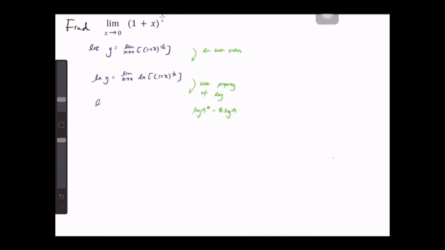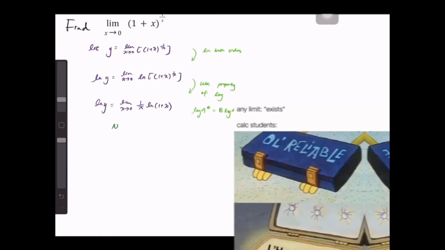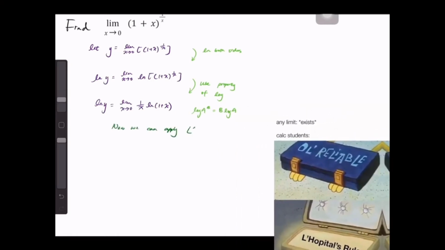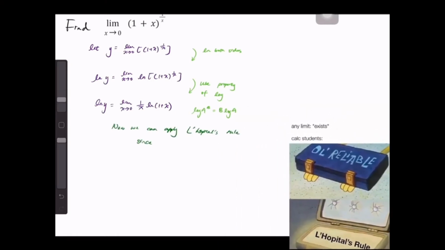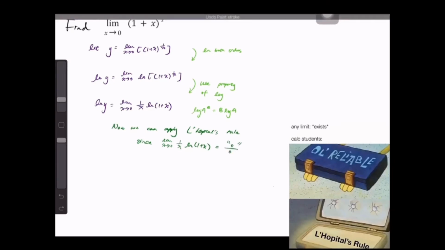Log a to the b equals b log a. Therefore, natural log of y equals the limit as x approaches 0 of 1 over x times natural log of (1 plus x). Notice that now we can apply L'Hopital's rule on the right side of the equation, because the limit as x approaches 0 of 1 over x times natural log of (1 plus x) equals 0 over 0. Recall that the only two situations where we can use L'Hopital's rule are when the limit equals 0 over 0 or infinity over infinity.